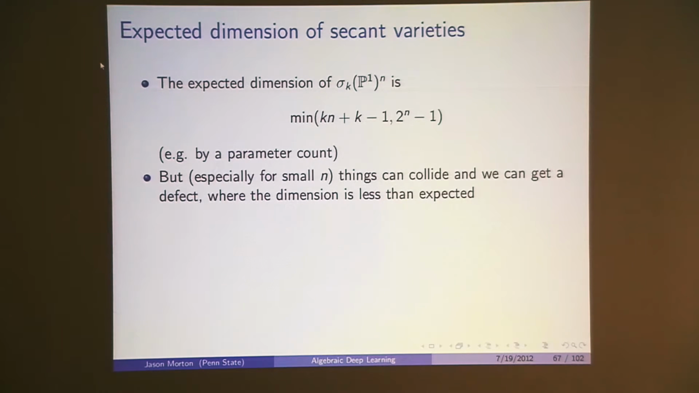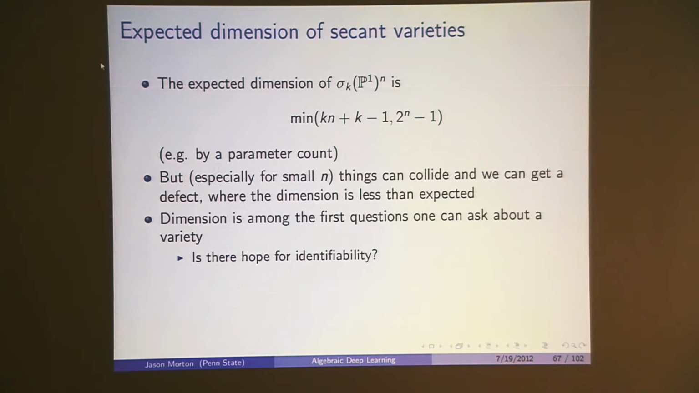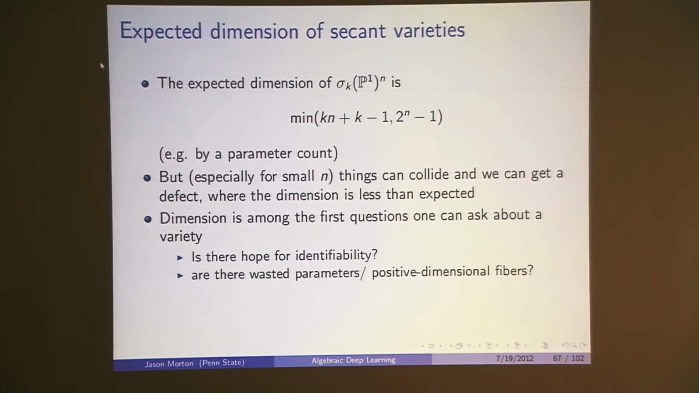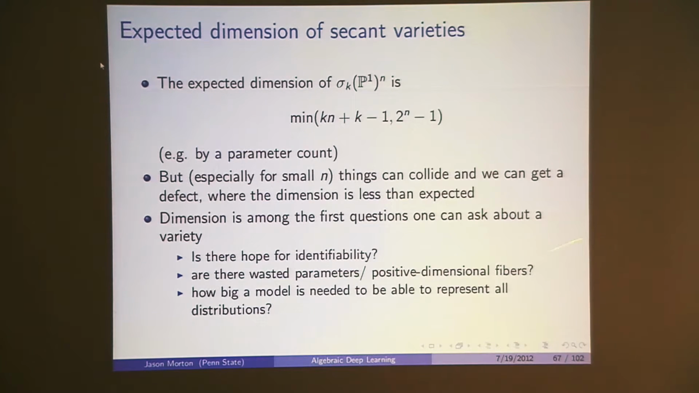Okay, but as we've seen, especially for small n, or small models, which don't have a lot of n, sort of far from the limit, things can collide, and we get a defect where the dimension of the model is less than we would expect it to be. So the freedoms we thought we had end up just folding into each other. And this will help us answer things like, is there hope for identifiability? Do we have fibers which are positive dimensional or just discrete, or what? And how big a model do we need to represent all distributions?